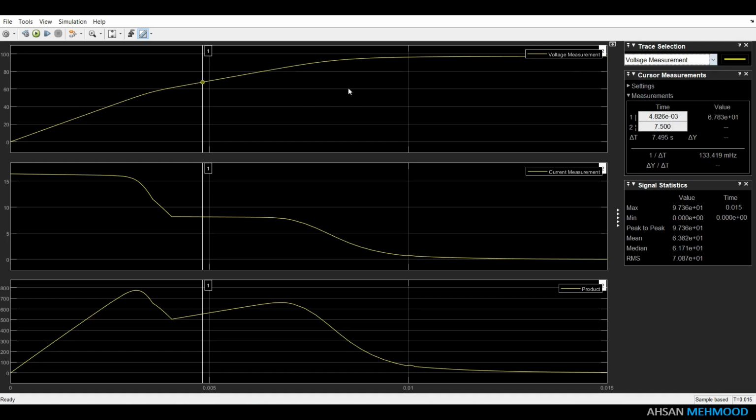In scope window, you can observe that VOC of PV array is now 97.4 volt, ISC is 16.45 ampere, and maximum power is 776 watt. Voltage and current at MPP are 51 volt and 15.2 ampere respectively. The offline IV curve scanner circuit demonstration is now complete.